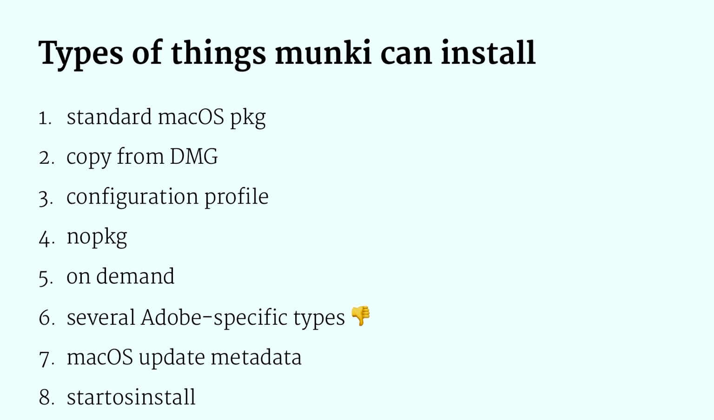No package is a way to just run a script. You don't need a package installer, so you don't need to package up every single little line of bash you want for your clients. You can just put it in a no package and it'll run it just as everything else. On demand lets your users click an install button for like a one-time shot. That can be useful. We use it for clearing font caches. So every time the user clicks install, it just goes. There's some specific Adobe types because Adobe is special. There's macOS update metadata, which lets you set those force install dates and a couple other things. And there's Start OS install. You can actually use Munki to upgrade major releases, like from High Sierra to Mojave, for instance.